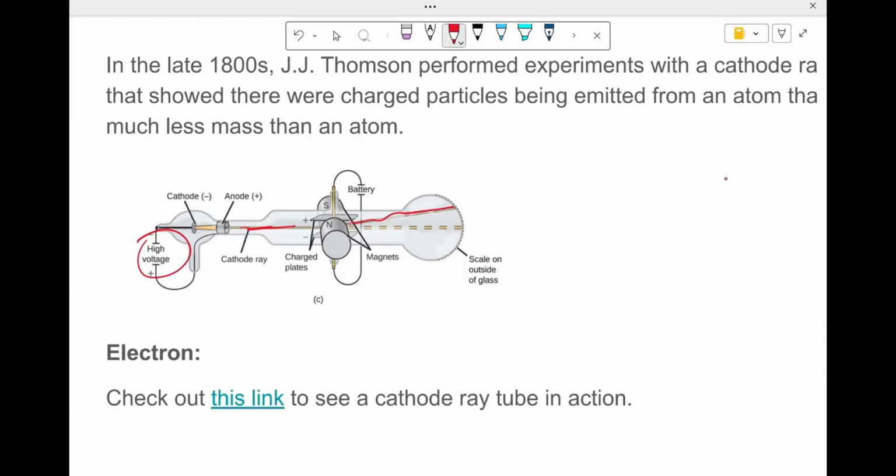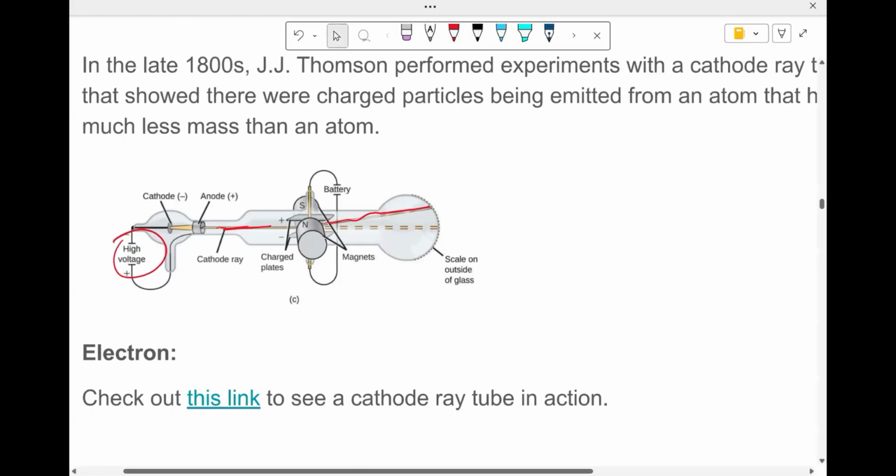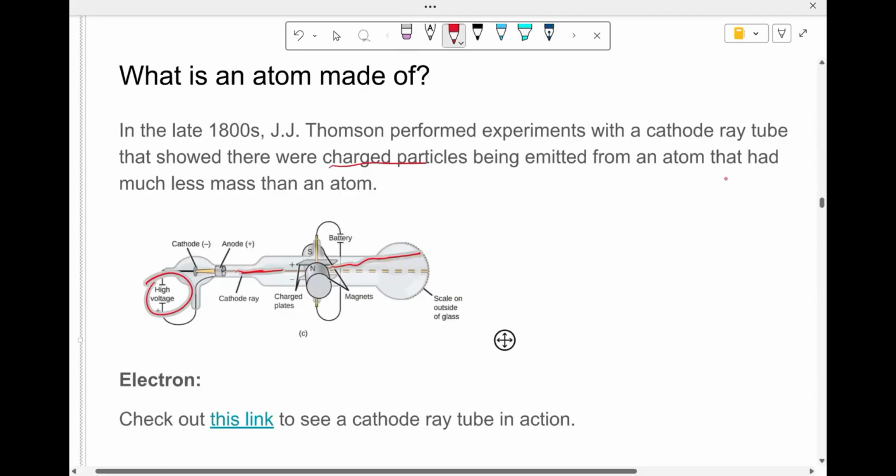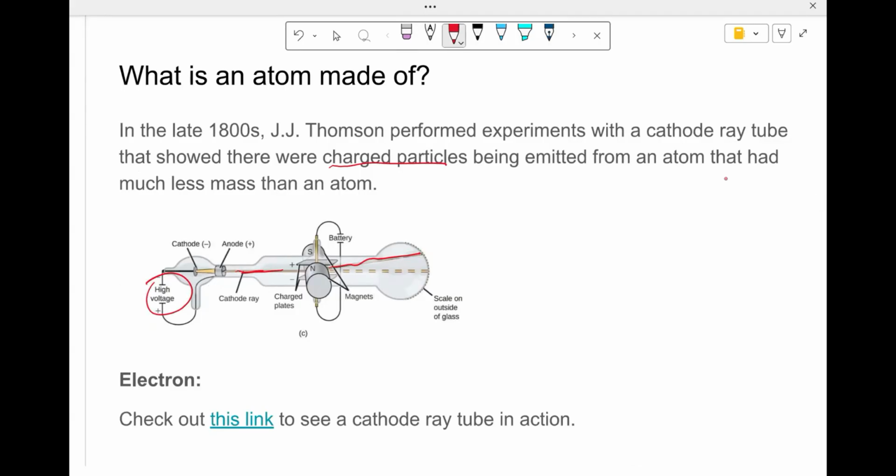And through further experimentation, he used magnets and was actually able to discover that whatever this charged particle was not only had negative character to it, but its mass was much less than that of an atom. And so from these experimentations, scientists were able to conclude a series of things about what was coming from these atoms that made up the cathode.